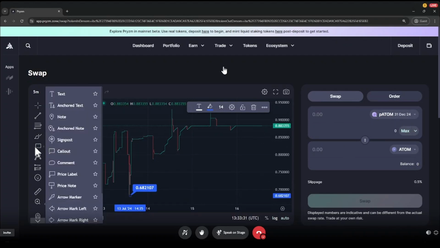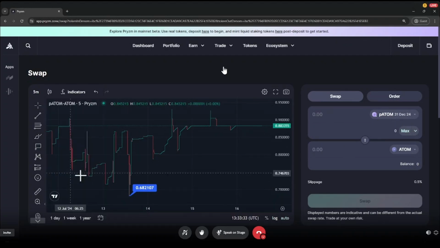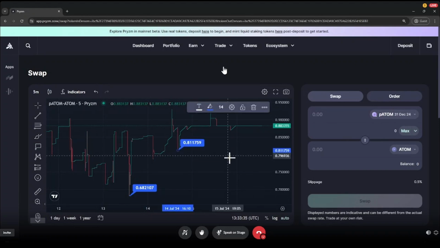Someone ended up buying another here, and they bought it at 0.81. So they're buying at a massive discount. And at the moment, you can buy it at 0.88. But that's the great thing about it. The price of pATOM moves around, and the lower it is relative to ATOM, the bigger the discount you're getting. And the discount is where they say it's a guaranteed yield or a fixed yield.